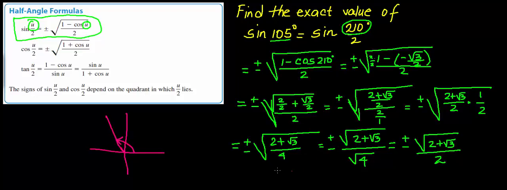Therefore, my final answer is that the sine of 105 degrees is equal to the square root of 2 plus the square root of 3, everything over 2. That's my final answer.